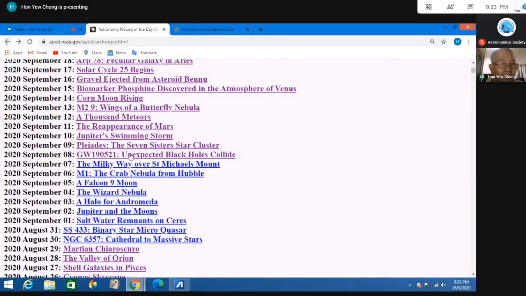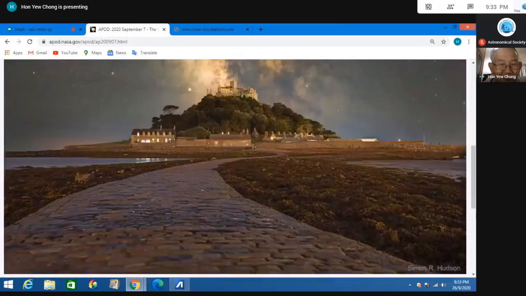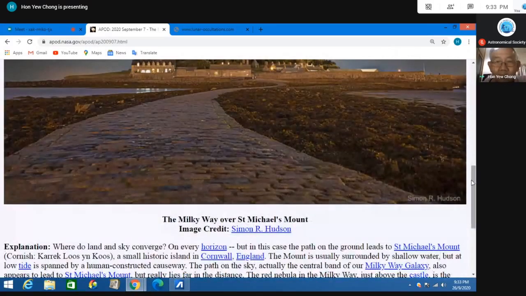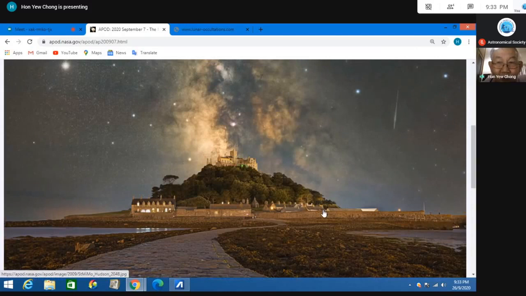Yeah. So now we have also September 7th. Wow, so nice. Okay, so this is the Milky Way over St. Michael's Mount by Simon R. Hudson. Now, Simon R. Hudson is actually a British amateur astronomer. I think he also works for the BBC, right?